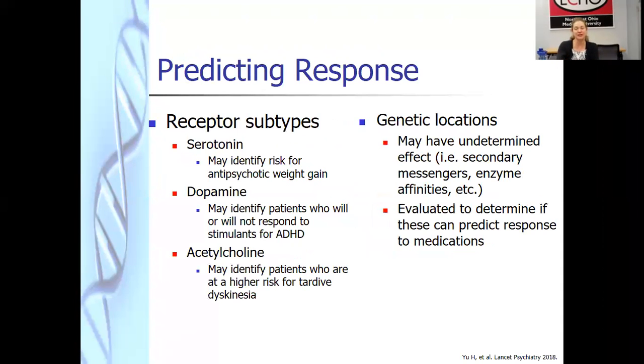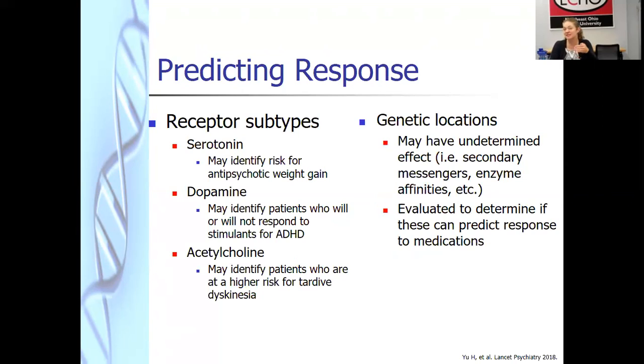How about looking on the other side in predicting response? This by far does not have consistent, robust data. We have a large amount of reports that polymorphisms in receptor subtypes may be predictive of response. So some of the serotonin 2C receptors may show whether or not a patient may be more likely to gain weight with a second-generation antipsychotic.